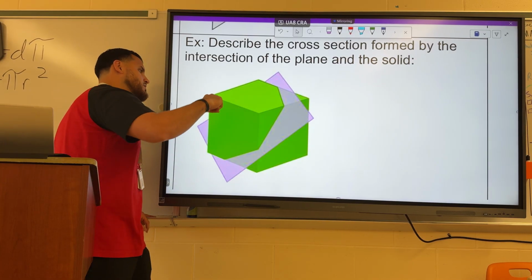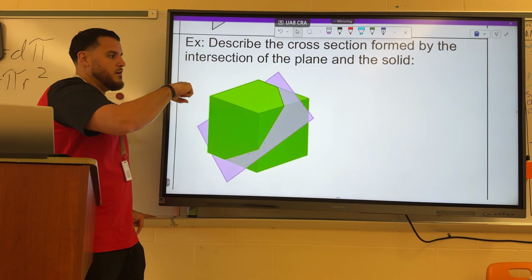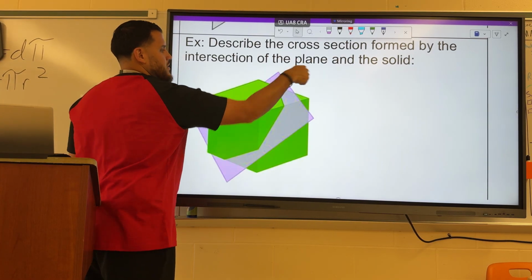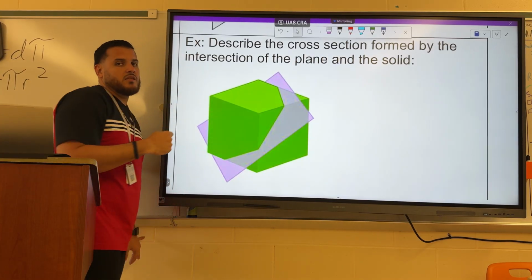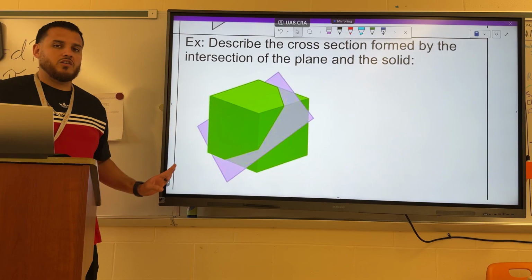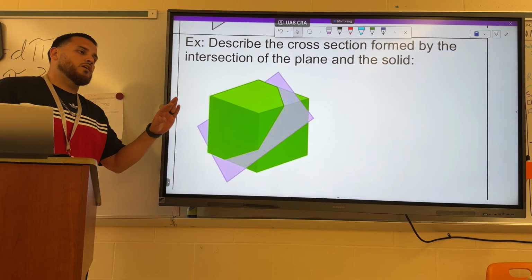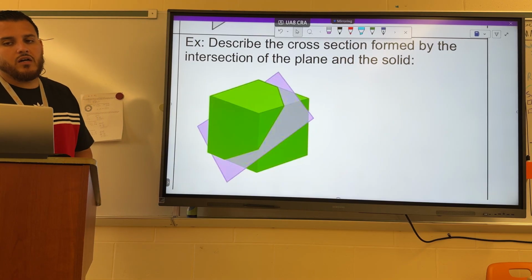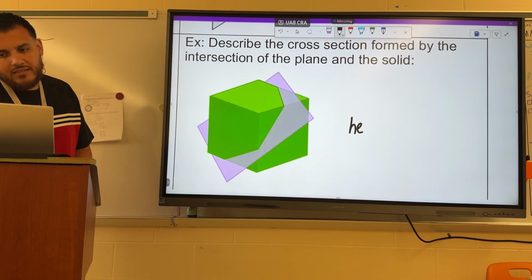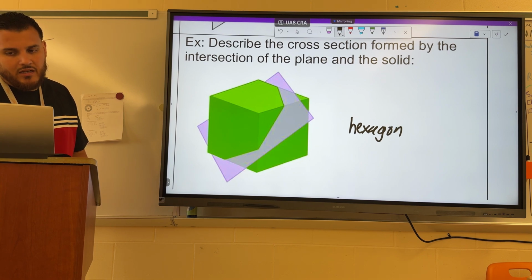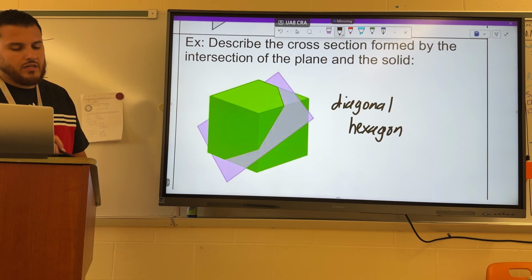It's also going through the backside of our prism here. And then we can tell even from this that it's going to be going through this side over here that we can't see. So all 6 sides of this solid are being touched by the plane. Therefore, the cross section must have 6 sides to it, and we call those hexagons. Any 6-sided shape is a hexagon. So again, we have a diagonal cross section here resulting in a hexagon.